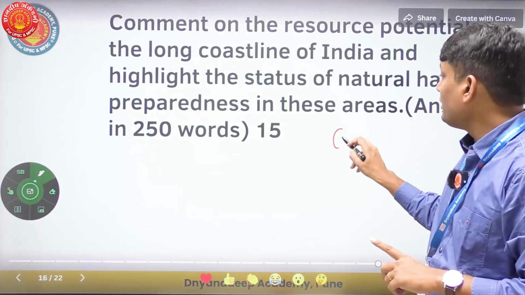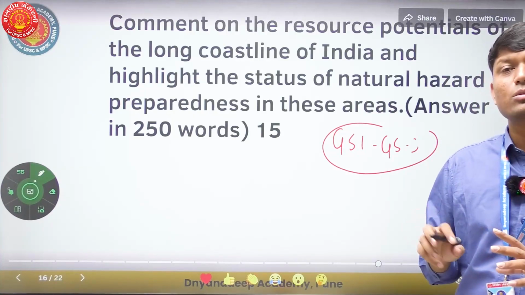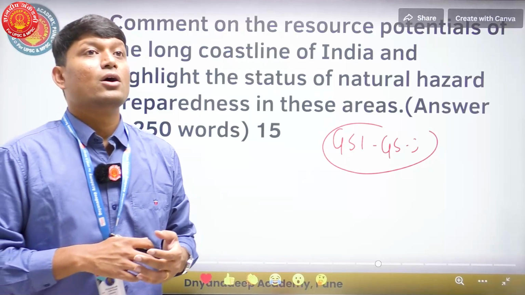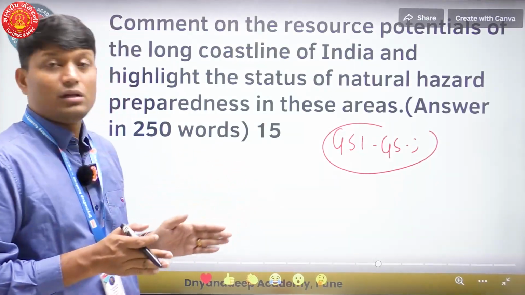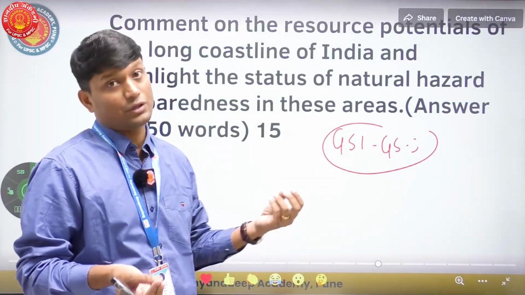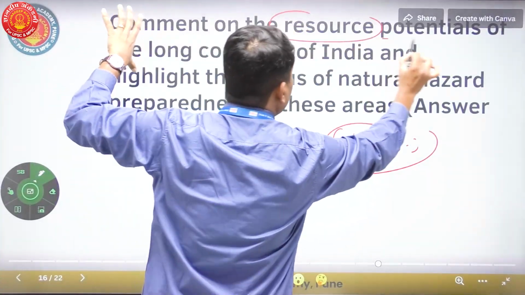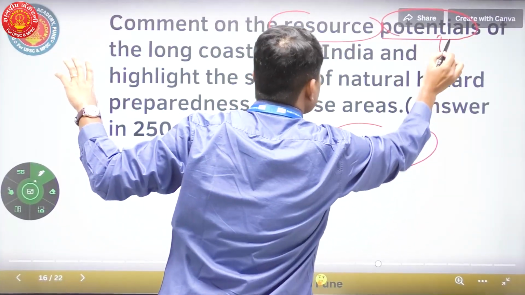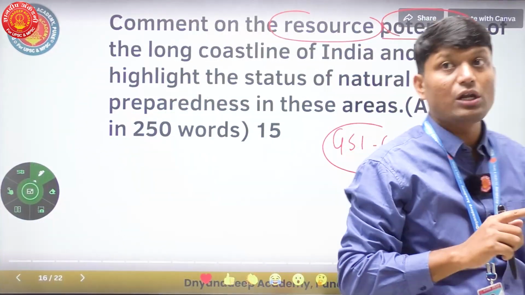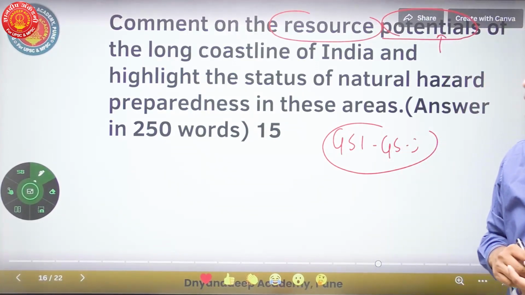So the line between GS1 and GS3 has been blurred long ago. At least the part of environment and disaster management is interchangeable. Sometimes it will be asked in paper 1, sometimes in paper 3. Now, for the first part, we have to comment on the resource potential. So you have to address abiotic resource potential and biotic resource potential. Make these two categories and then put your data.